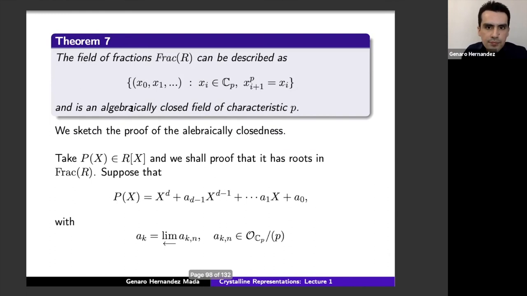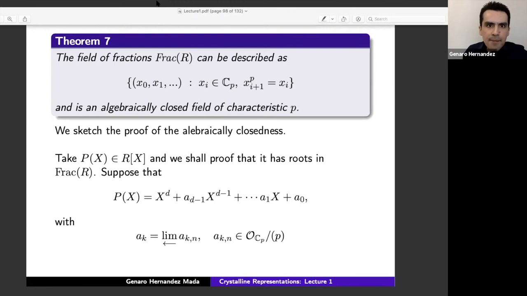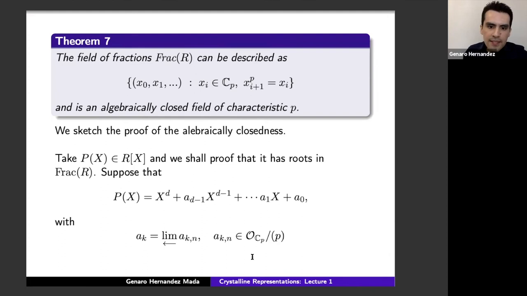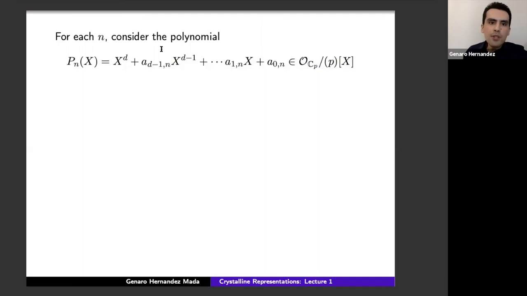Yeah. And so for each k, so k goes from 0 to d minus 1, d is the degree of the polynomial. For each k, I have a sequence a_{k,n} of elements like this. So what I'm going to do is for each n, I am going to consider this polynomial.